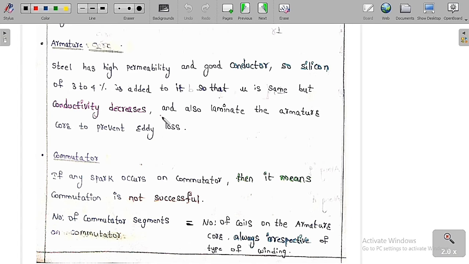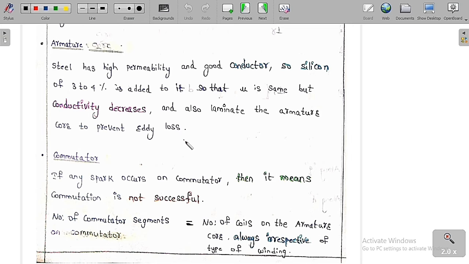By adding the silicon, we are not going to change the permeability of the steel, but we are going to increase the resistivity. The amount of silicon that we need to add is only 3 to 4%, not more than that. If we add more than that, the overall material is going to become brittle, so it can easily be broken. So silicon of 3 to 4% is added so that mu is the same but the conductivity decreases. And also laminate the armature core to prevent the eddy current losses.